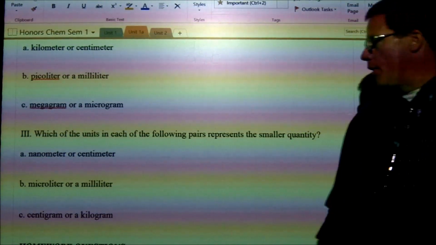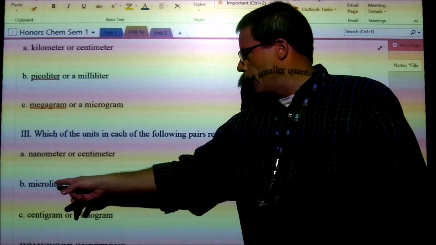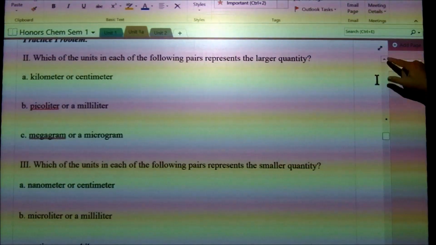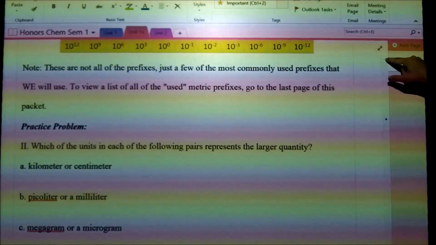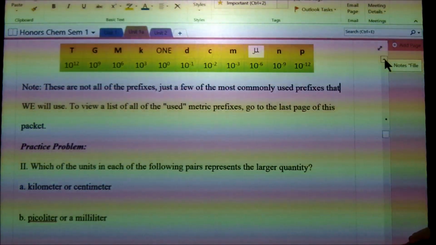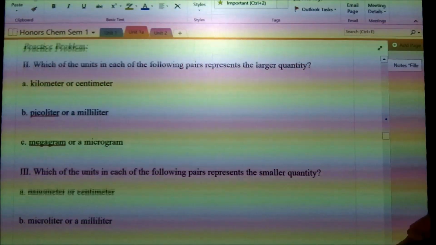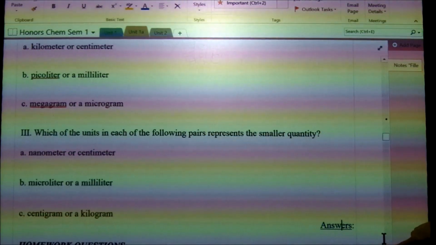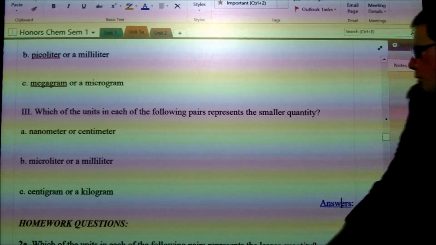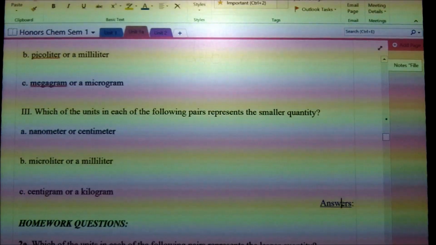Nanometer. And then which one's smaller, a micro or a milli? Micro. Micro, again, is that backward U with a tail thingy on it. So that's micro. Okay. And let's see here. Is the last one centigram, kilogram? Yeah, so which one is smaller? Centigram. Okay.